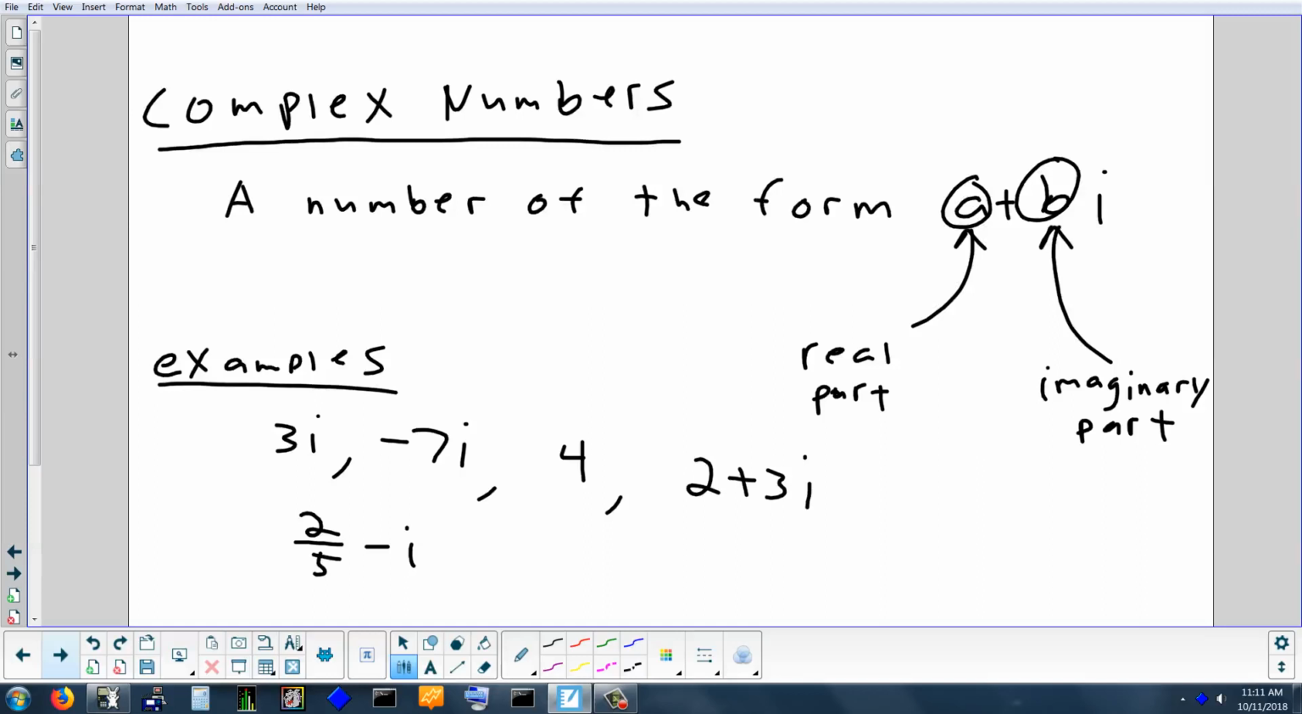So if I asked you in a number like this, what is the real part? You would say 2. If I said, what is the imaginary part? You would say 3. Okay, the i is just there to tell you what's in front of it is imaginary.